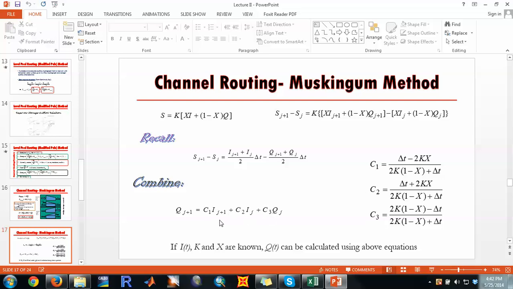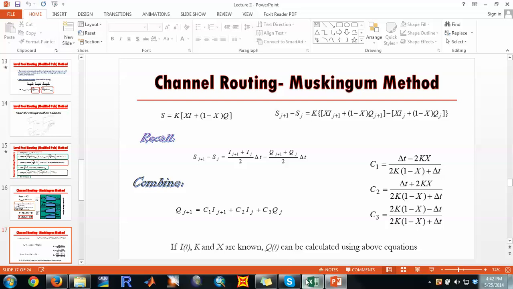In order to find out the Q at time t plus 1, you have to go with C1, C2, and C3. You have to find them, and you can actually get the x value that best fits your situation by iteration. And if you find x, you can find your k. If you can find your k and x, then C1, C2 will be determined. If you have C1, C2, then you can easily determine the discharge at certain points downstream.